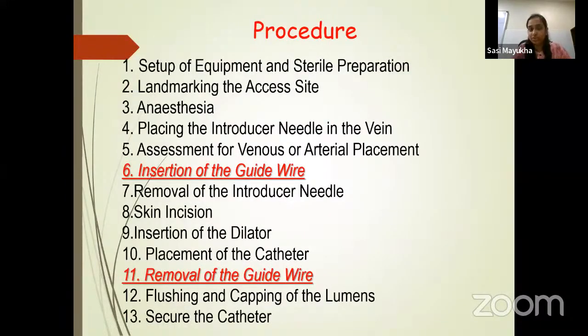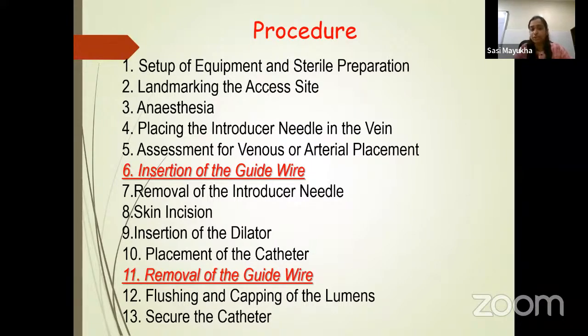So what is the procedure which we do? First, as I was telling you in the previous slides, the sterile preparation and the landmarking of the access site. Next is the anesthesia. If the patient is on a ventilator and already on sedation, we can directly go ahead and place the line. In case the patient is awake and conscious, before doing all this, we have to explain to the attenders and get consent for the central line access, and then explain to the patient before we move on to the procedure. If the patient is awake and conscious, we have to give local anesthesia at the site where we are going to insert the central line.